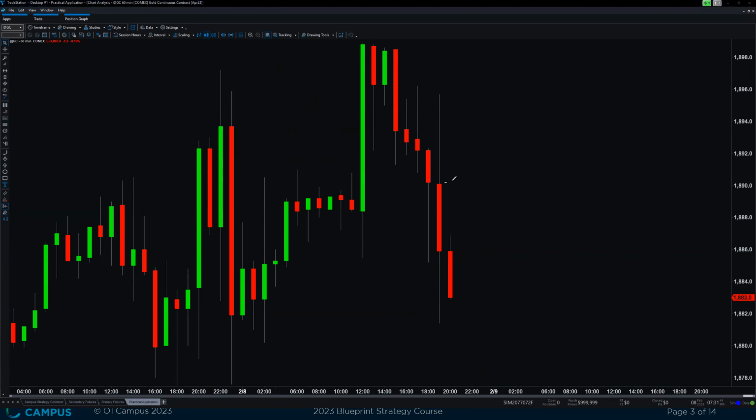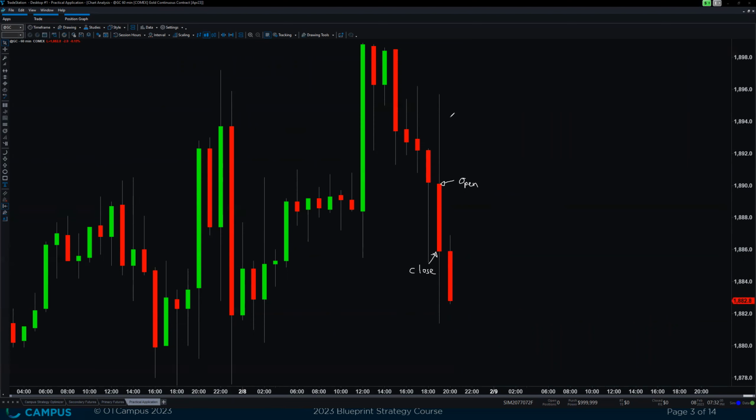We have the open, and we know it's the open because it's a red candle, right? A red candle implies that the open is at the top and the close is at the bottom. It just means that price moved down within this specific time period of 60 minutes. So you have the close right here.